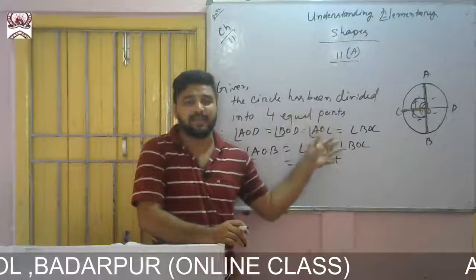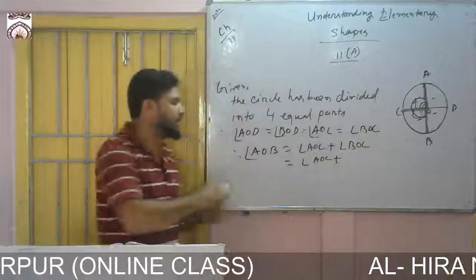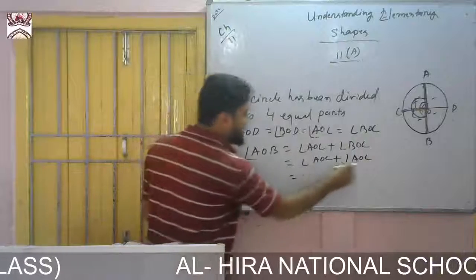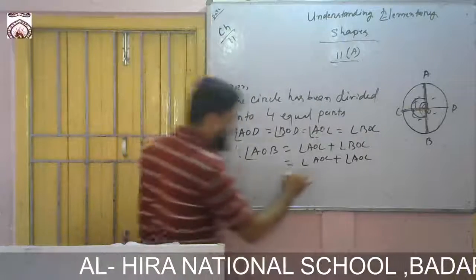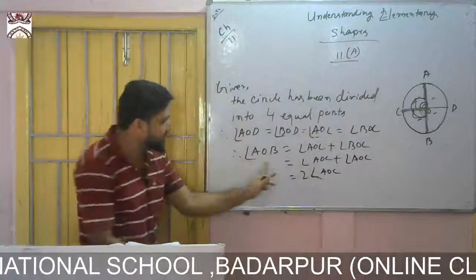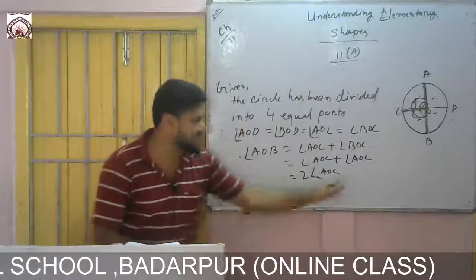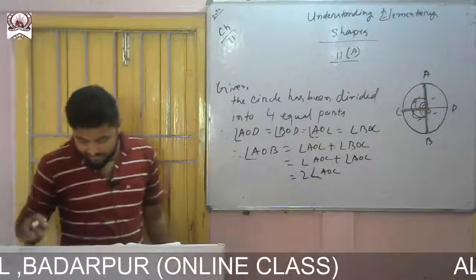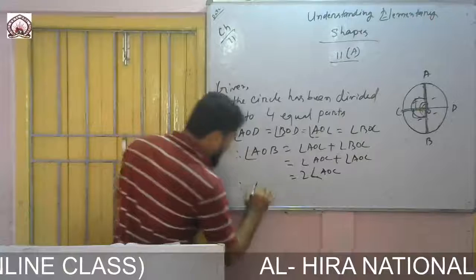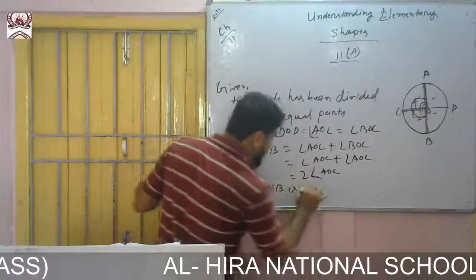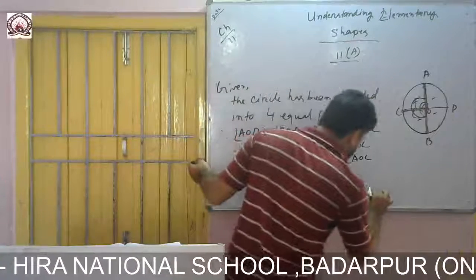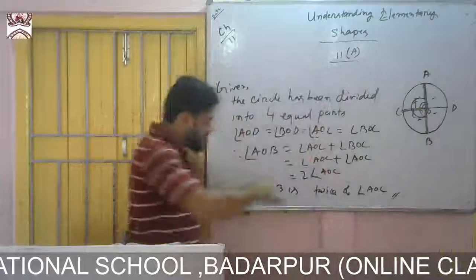As the circle has been divided into 4 equal parts, their angles will be equal. So I can write angle AOC plus AOC, that means 2 angle AOC. So AOB is twice of angle AOC. How many times is the angle AOB of angle AOC? So write: angle AOB is twice of angle AOC. Okay, that is the answer.